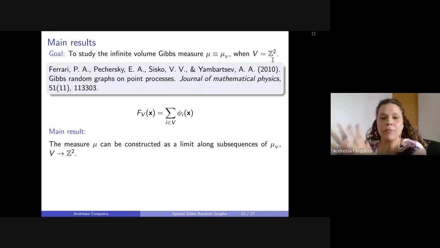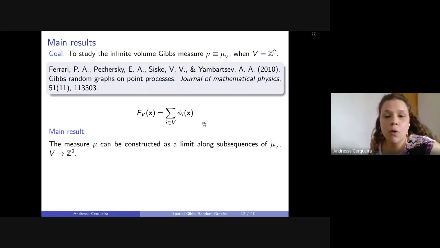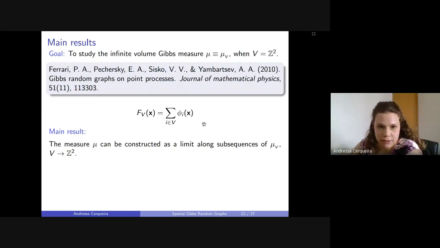In this paper, as I said before, the authors define the model with this Hamiltonian. The first part penalizes the length of the edges, and the second part is this function phi that depends on the degree of the vertices. As I remember, this function is trying to favor nodes with degree 1 in the graph, so we are trying to penalize nodes with degree 0 or degree greater than 2. One of the results of this paper, and to be honest they have more results, but the result that I'm going to talk about today and that is related to what I have, is that the measure μ can be constructed as the limit along subsequences of finite measures μ_V, when V goes to Z^2.